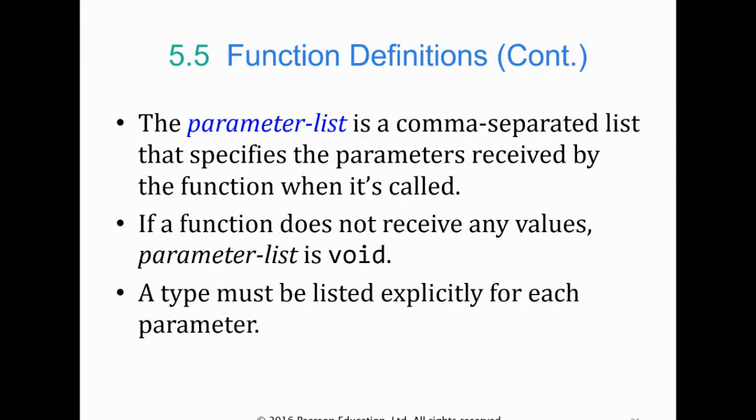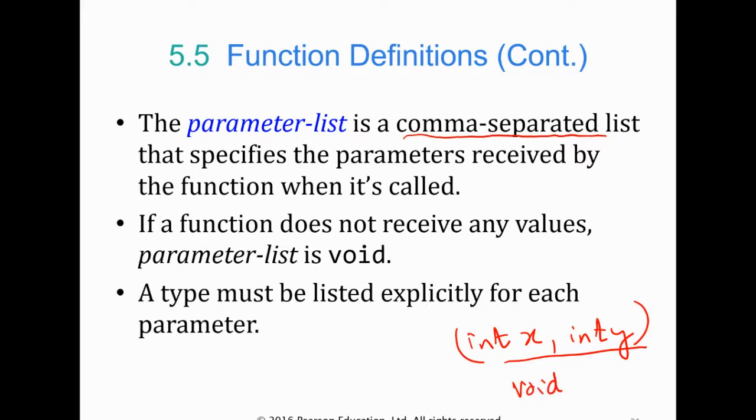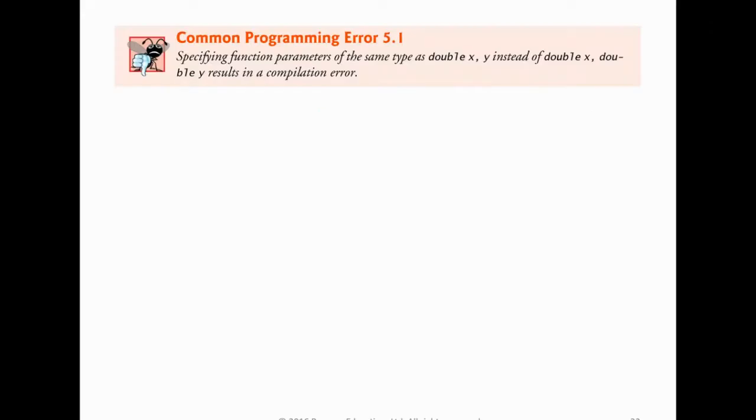Parameter list. If you have more than one parameter, you generally separate them with a comma. So more parameters are generally separated by commas. If you're not passing anything to a function, then you can just write void inside the parentheses.